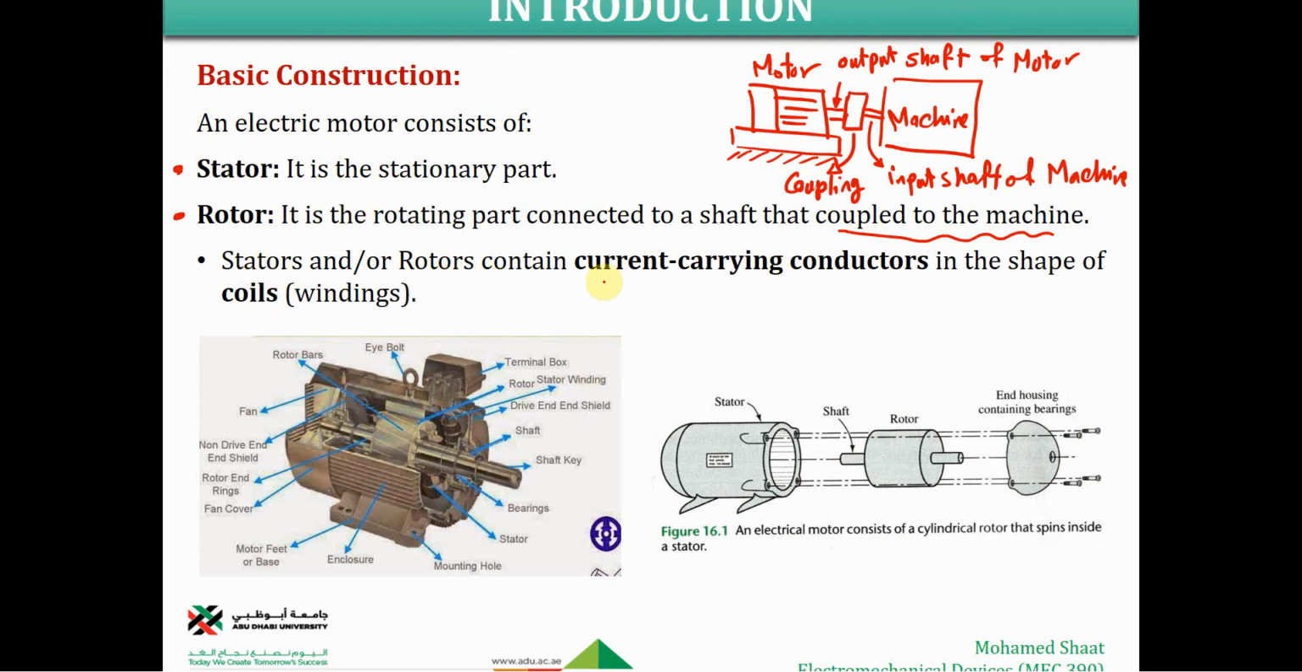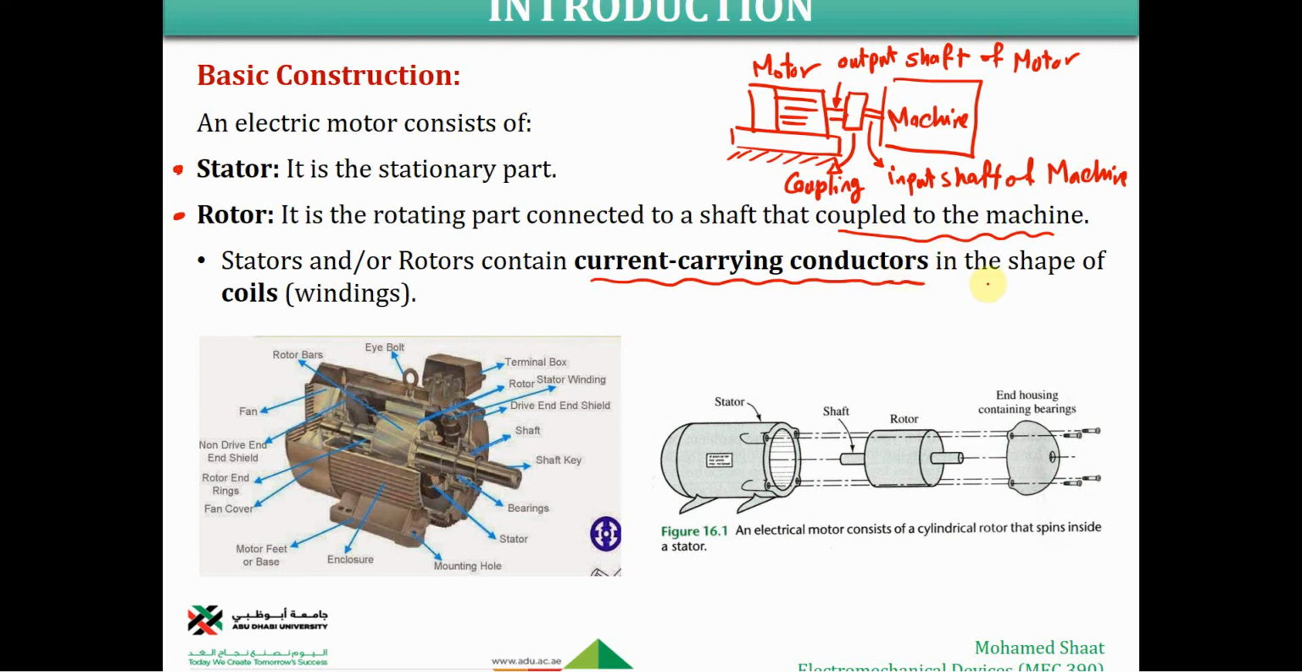What do stators and rotors contain inside them? Over the rotors and the stator there are current conductors. We said that these conductors are the electrical wires that allow the current to pass through them, and they should be made of special metallic material like copper and aluminum to allow for the easy flow of the current through them with lower resistance, as we discussed in chapter 1.